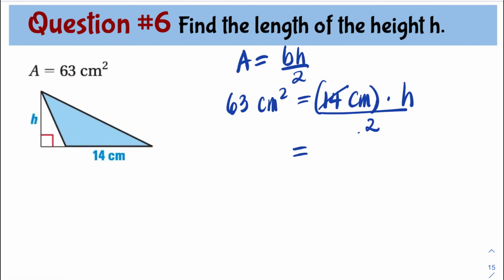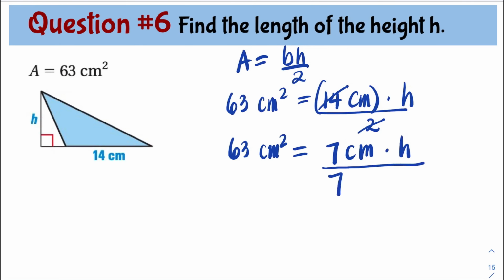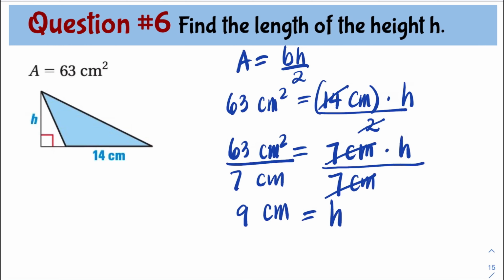So here we can simplify the right side. 14 divided by 2 is 7. So we have 7 centimeters times the height. Left side is 63 centimeters square. Solving for the height, we do the inverse operation, which is dividing both sides by 7 centimeters. And simplifying this, 63 divided by 7 is 9. So we have 9 centimeters is equal to 7 over 7, which is 1. So height is equal to 9 centimeters.